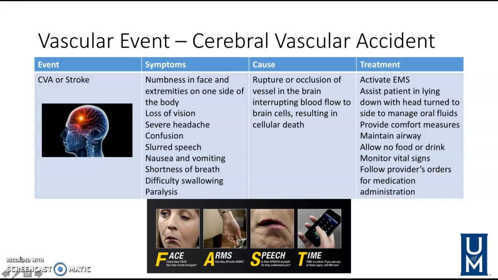So you'll see this FAST here on the bottom. This is an acronym they came up with. If your face starts drooping, again, this can be a numbness on that side of the face as well. If your arms are weak or numb on one side of the body, if the speech is slurred, then there is a limited amount of time for this patient to be treated. And so we need to get them to an emergency room as soon as possible.